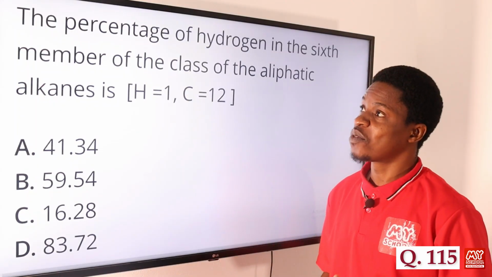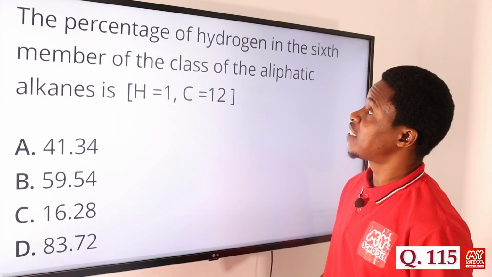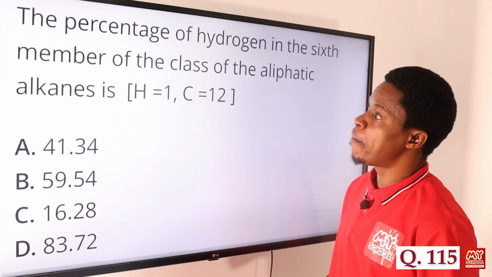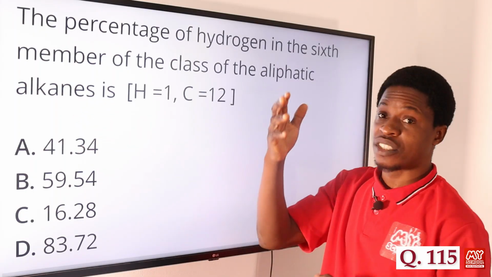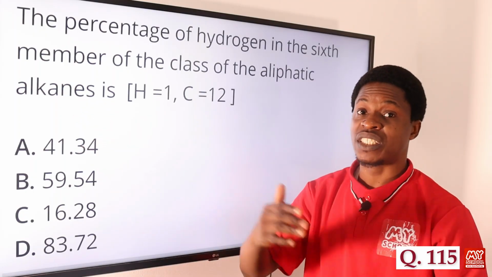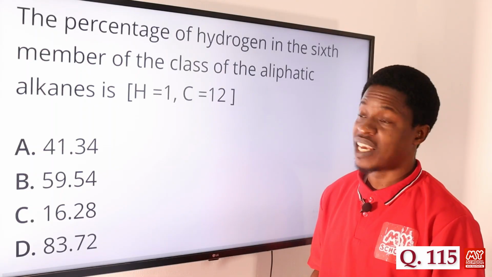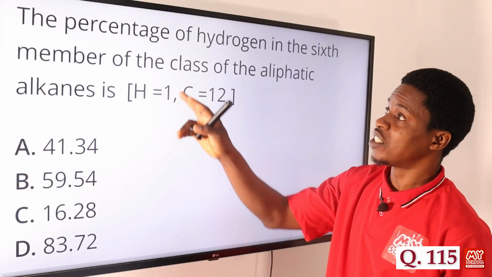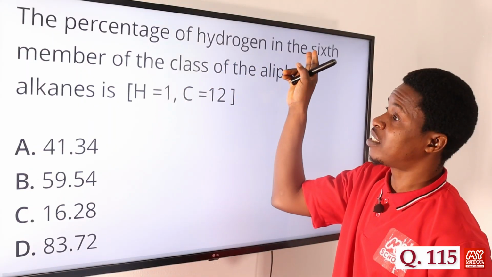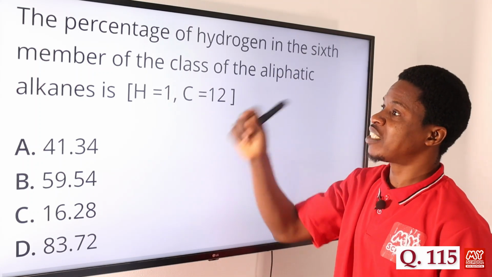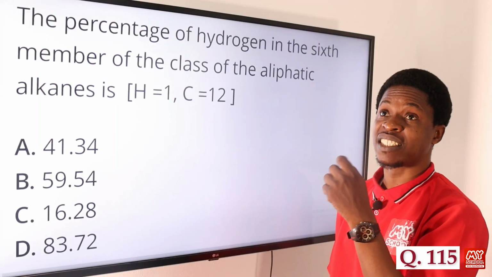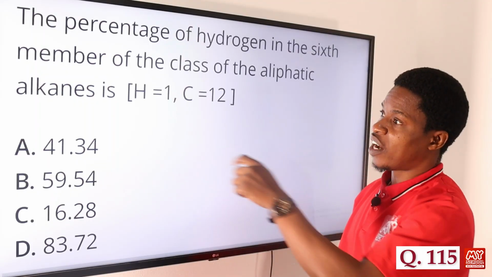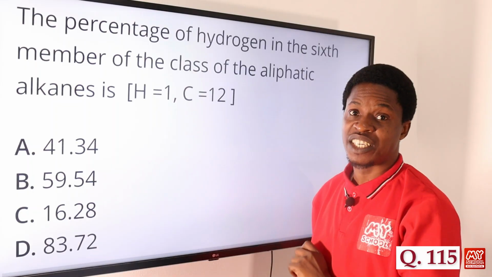Now let's move on to question 115. The percentage of hydrogen in the sixth member of the class of the aliphatic alkanes. Aliphatic just means straight chain hydrocarbon. So what's the sixth member of the class of alkane? Sixth member, that is C6. Don't forget that alkanes have the formula CnH2n+2.